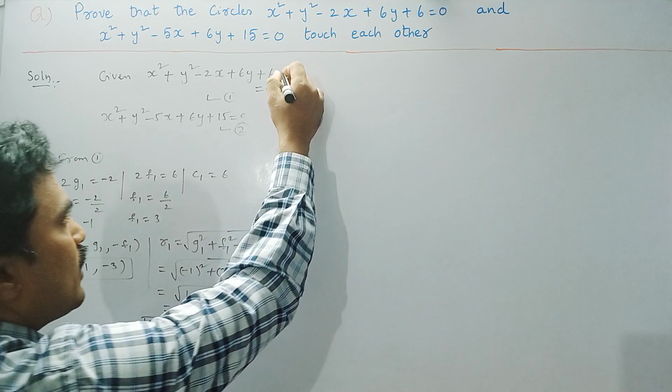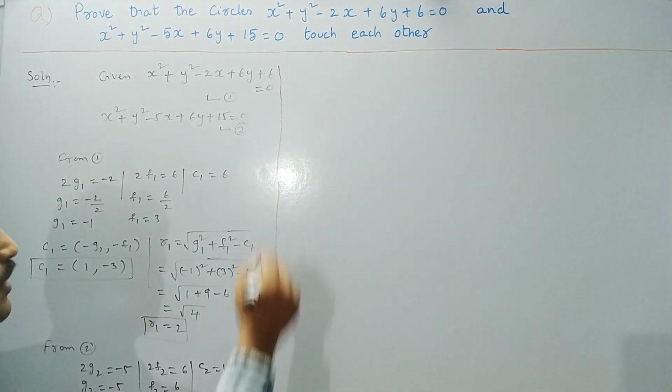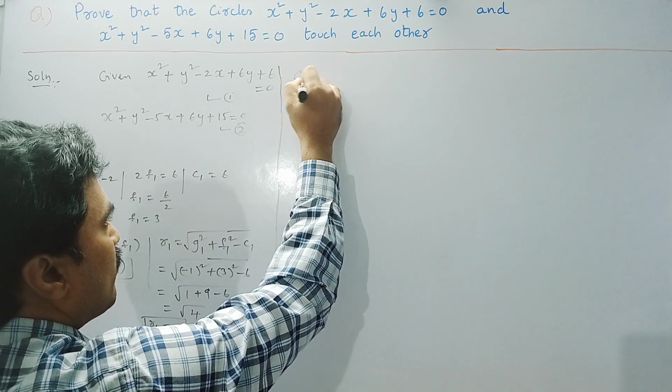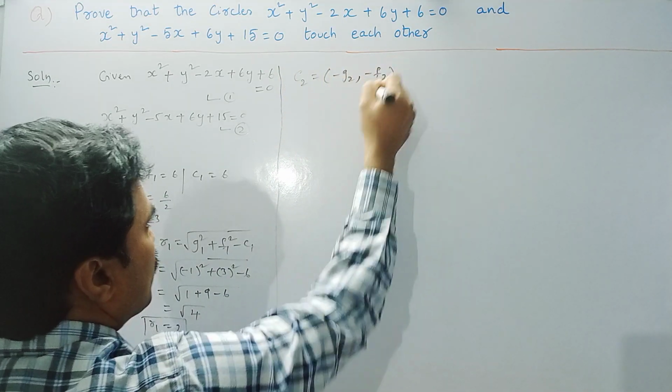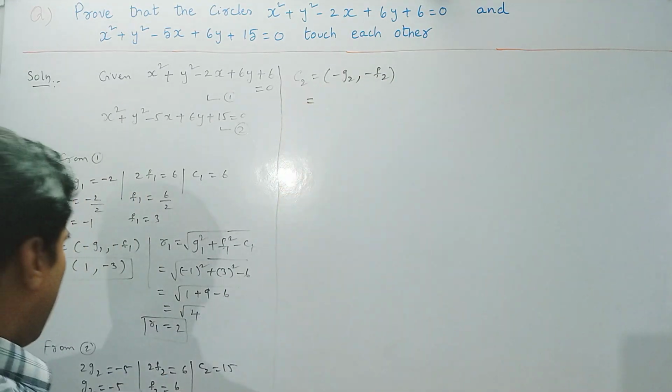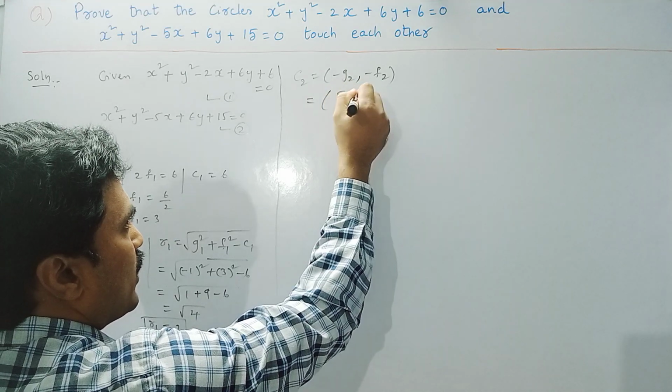From this we will find the center C2 and R2. So what is C2 here? C2 equal to minus g2 comma minus f2. So what is g2 here? Minus 5 by 2. So already minus is there, so it will be plus 5 by 2.